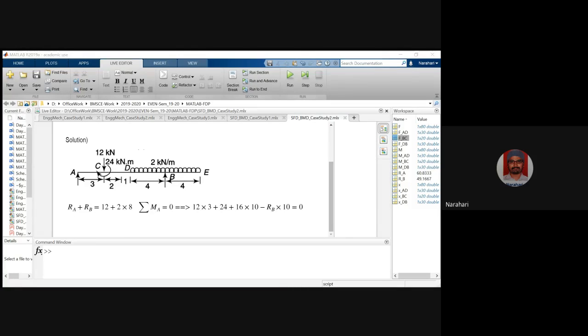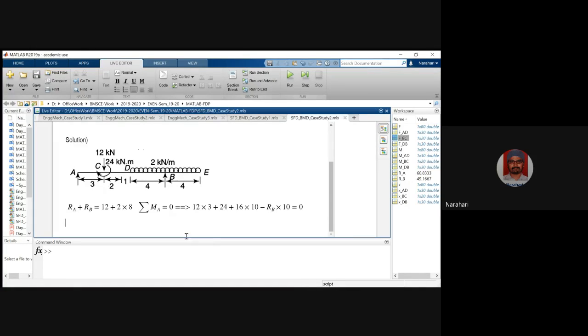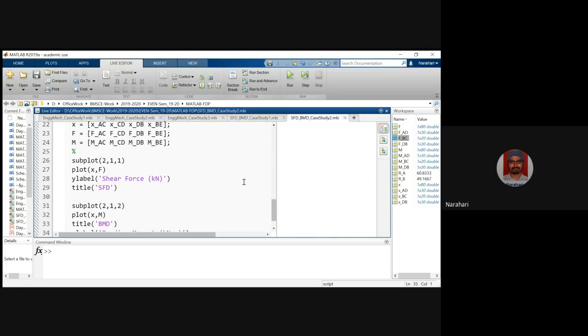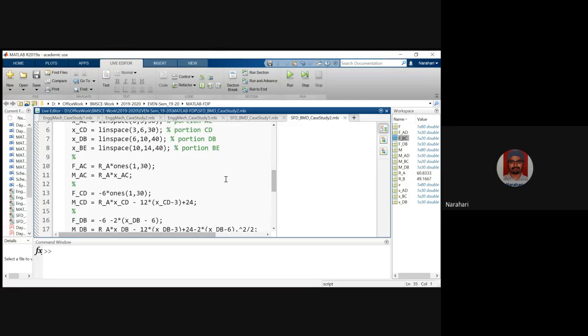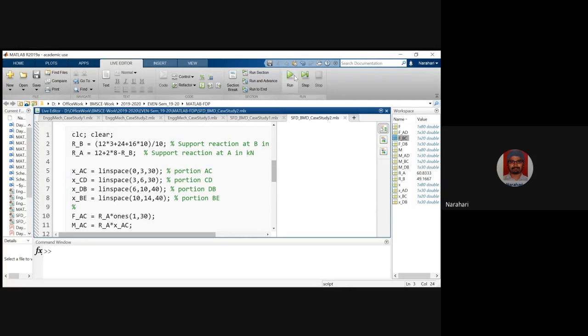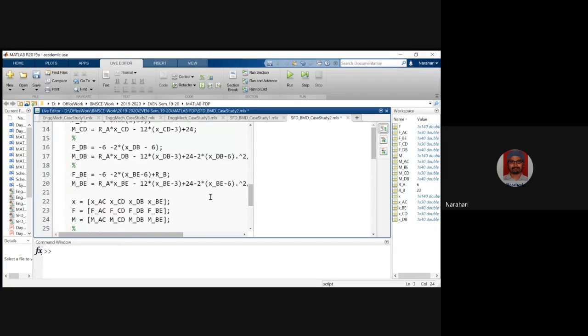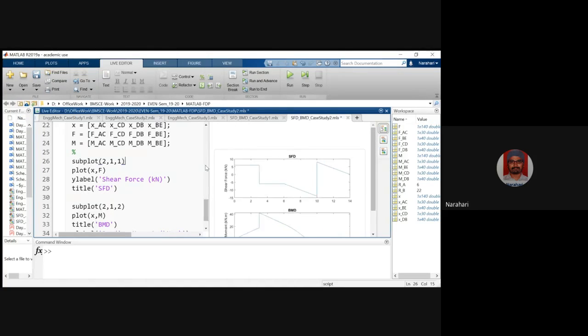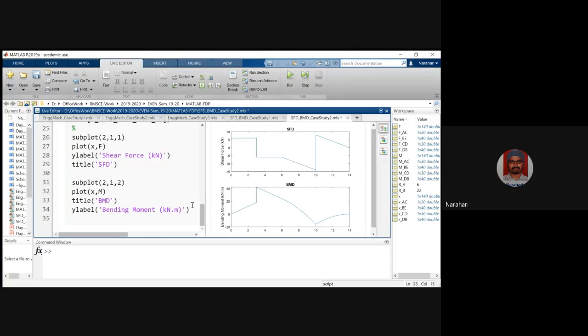I have adopted the same method for doing the work. As I told you, there could be other ways of doing this, but this is one simple way, without bothering to go with any for loop, without bothering to loop across the length. So I'll just run this for you. Yeah, you can see here. So this is the SFD BMD. I'll just enlarge this. Yeah. So this is how you get the SFD BMD.